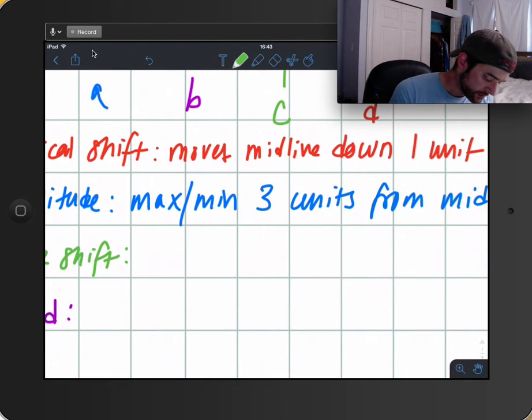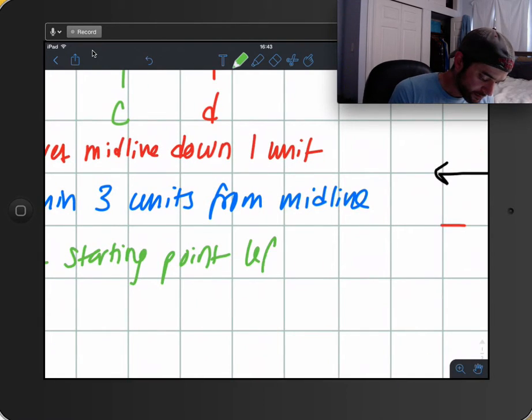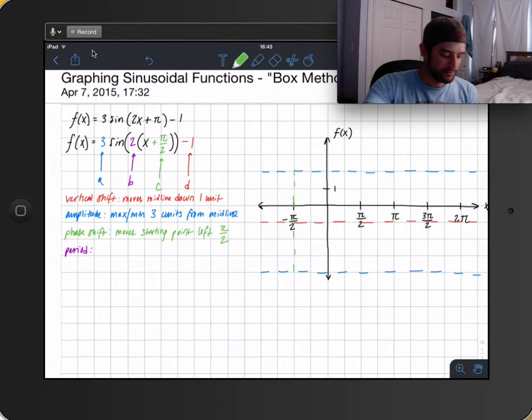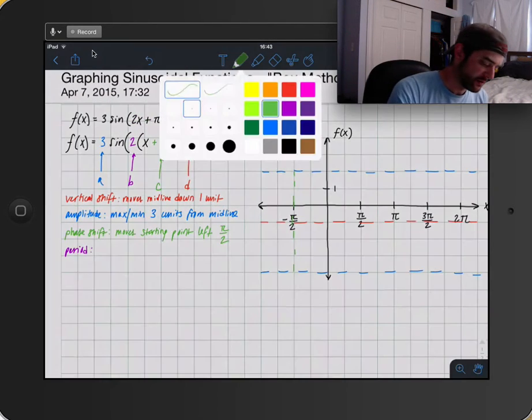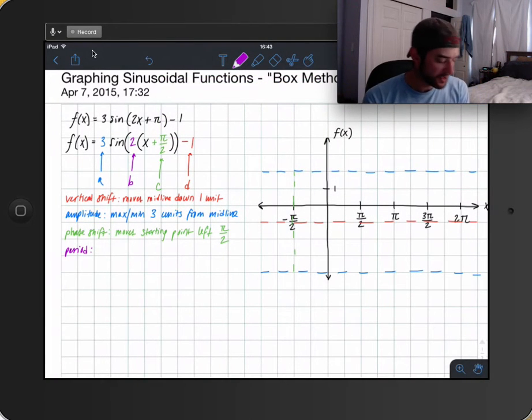So that moves the starting point left pi over 2. And that's why I encompass the plus pi over 2, because it will move it towards the negatives. Now period is a little weird because 2 is the number that affects the period.